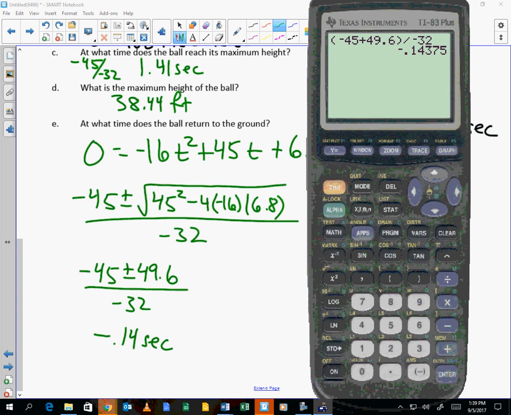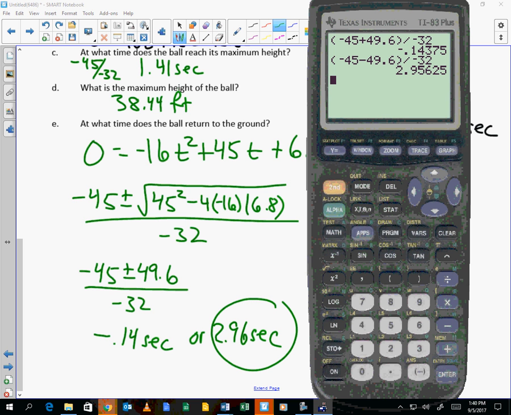Does that make sense? Negative 0.14. Because it starts going up at a height of 6.8 feet, right? So it would have been before 0 seconds that it was actually at 0. So we have to find the other one. If I go second entry, I take that same piece, but instead of a plus, I go minus. That's going to bring me 2.96. Which one works? Yeah, the positive one. 2.96 seconds when it hits the ground. So there you go.